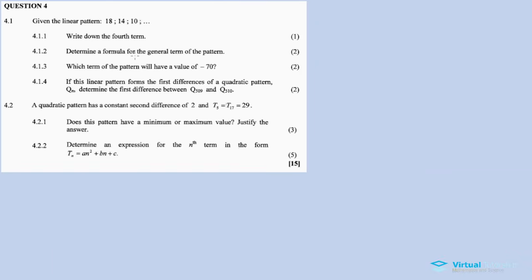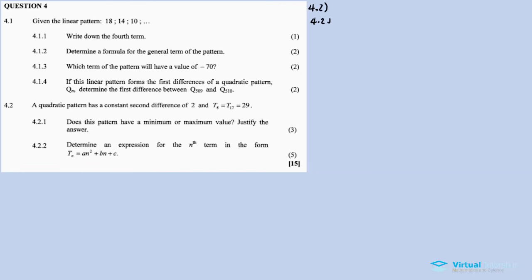Alright, now in 4.2, a quadratic pattern has a constant second difference of 2, and they say T5 and T19 are both equal to 29. In 4.2.1, does this pattern have a minimum or maximum value? Justify the answer.